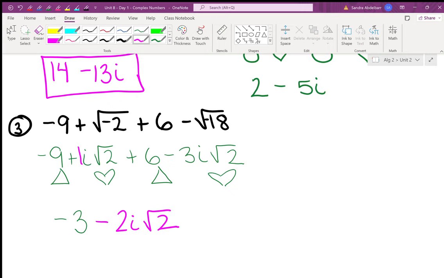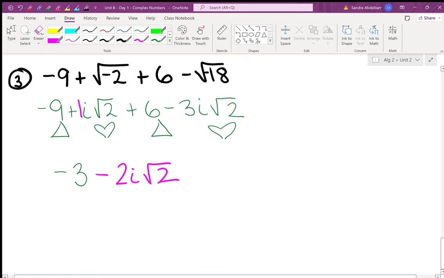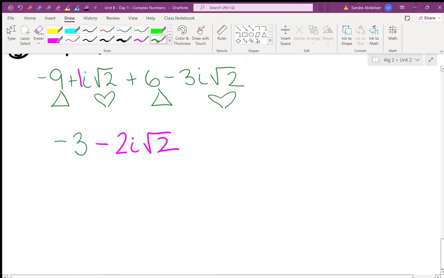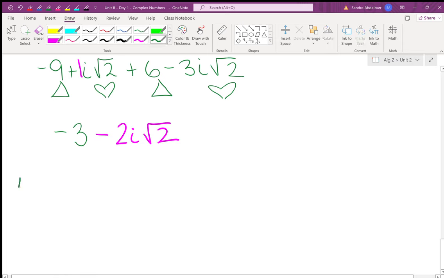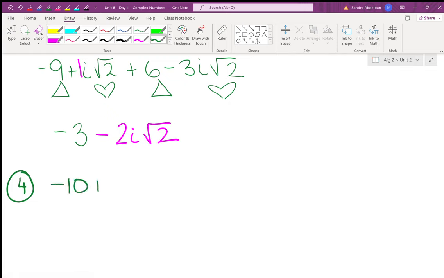Okay, you all do this one on your own. Negative 10 plus 6 root negative 20 plus negative 4 minus 4 root negative 5.